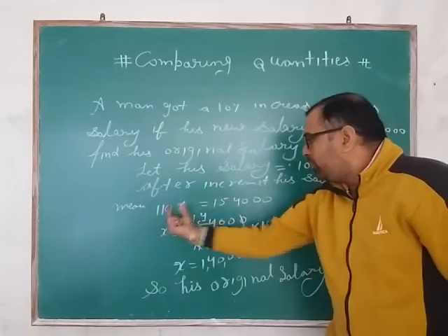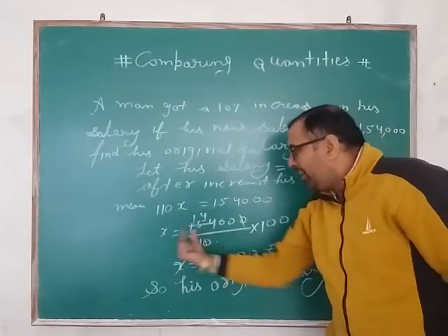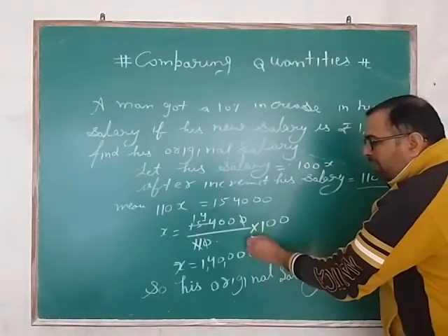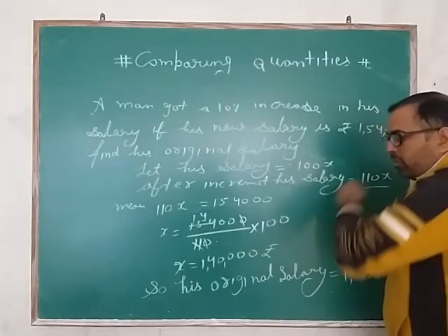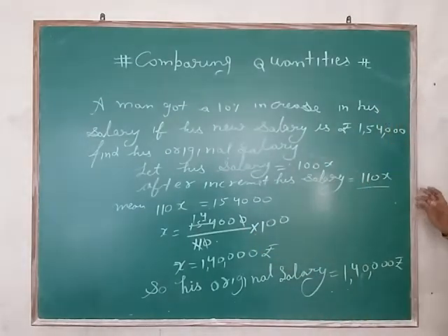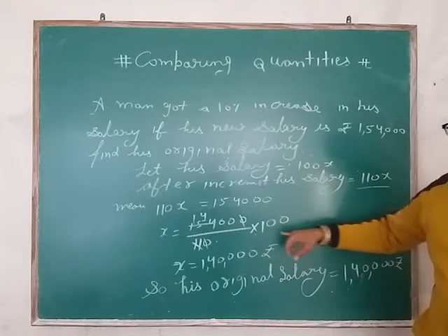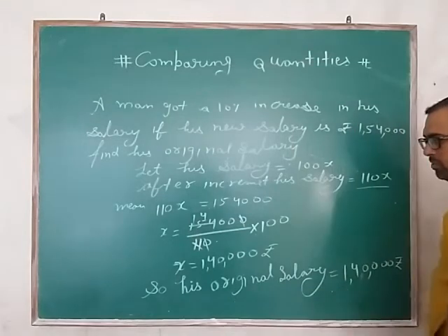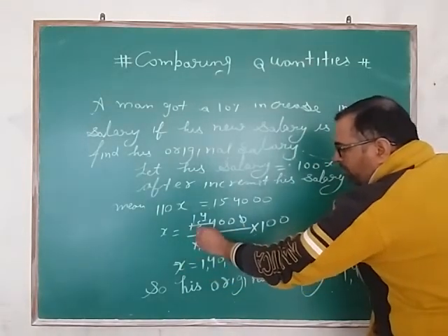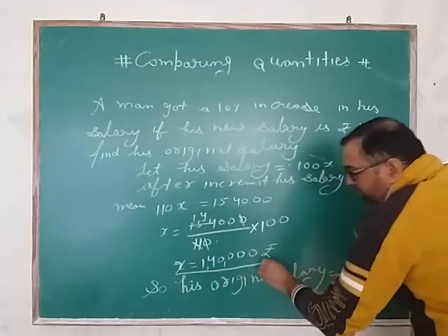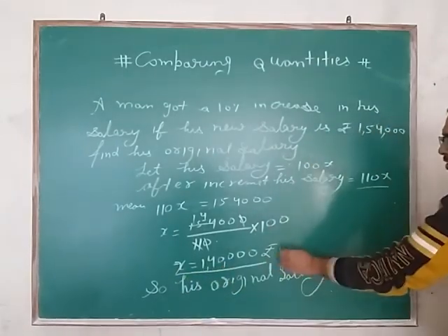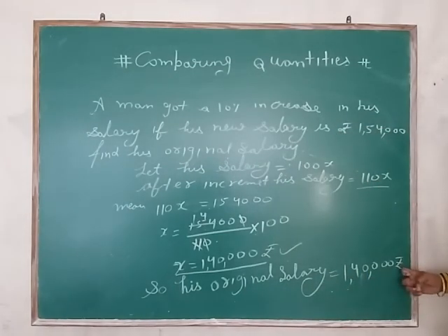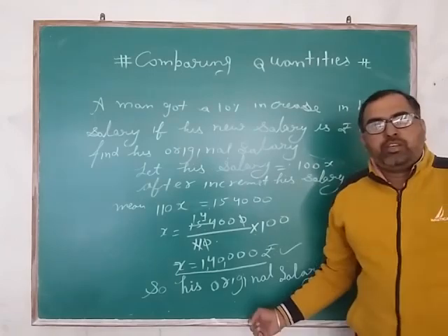So we compare both these quantities, then the value of x is 1,54,000 divided by 110, and we multiply it by 100 because all the figures are in percentage. We have to remove the percentage, so we multiply by 100. Cutting 10 with 10, and 11 times 14 is 154, we find the value of x. The original salary is 1,40,000. Okay, best of luck.